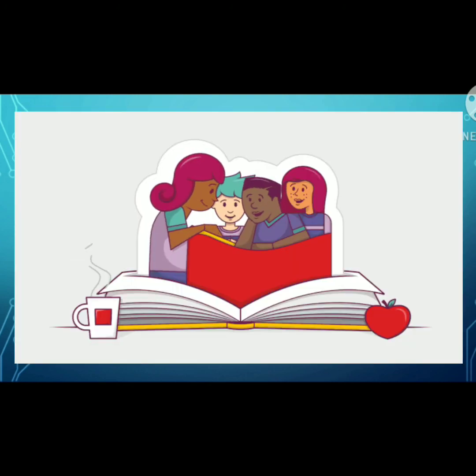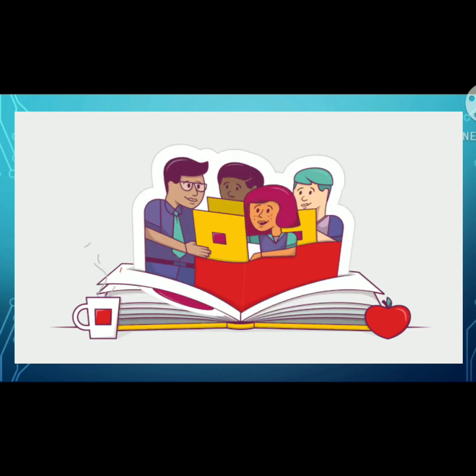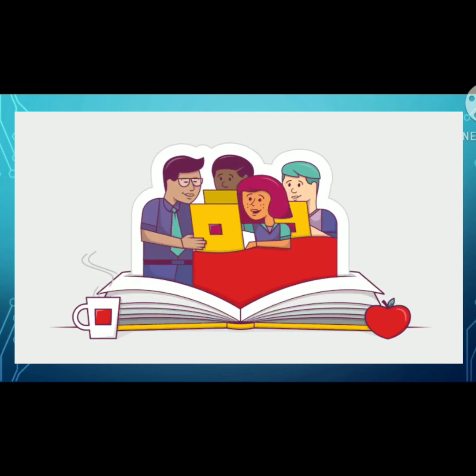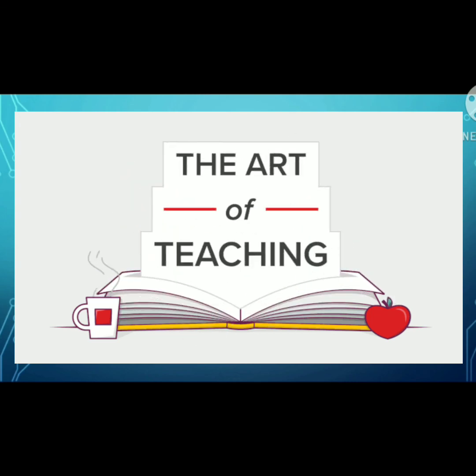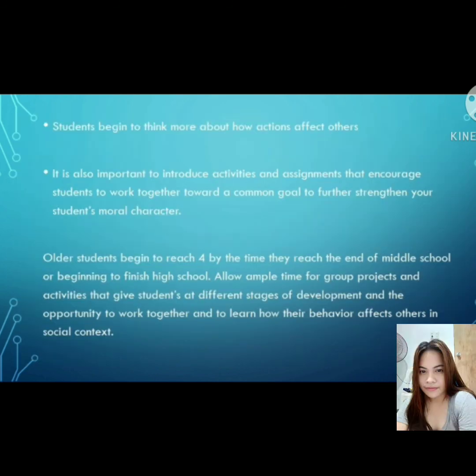As for teachers, it is also important to introduce activities and assignments that encourage students to work together toward a common goal to further strengthen your students' moral character. Older students begin to reach stage 4 by the end of middle school or the beginning of high school. Allow ample time for group projects and activities that give students at different stages of development the opportunity to work together and to learn how their behavior affects others in social contexts. That is developmentally appropriate, but they still need your help and support socially, emotionally, and academically.